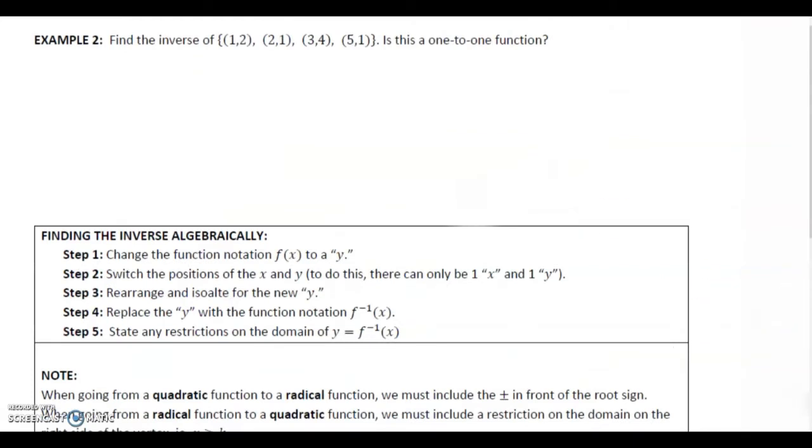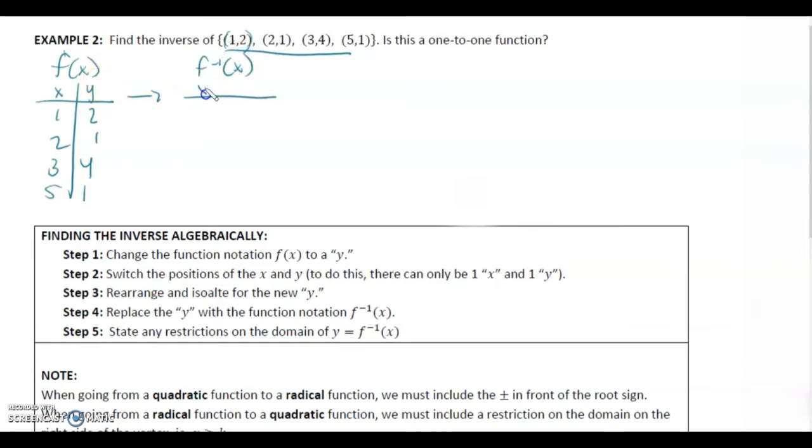Okay, so example 2, find the inverse of this relation or function. I don't know yet, I haven't looked at it. And is this a one-to-one function? Okay, so we know f at x is going to have the points. And you can do a table of values like x, y if you want, or you can leave them in brackets. So 1, 2, 2, 1, 3, 4, 5, 1. So the inverse of this function will be basically y, x. So because I wrote the inverse function here, I'm not going to write y, x because I'm going to reverse them, but for the inverse function, it would be 2, 1. Okay, so instead of 1, 2, it's 2, 1. 2, 1, 1, 2. 3, 4, 4, 3.